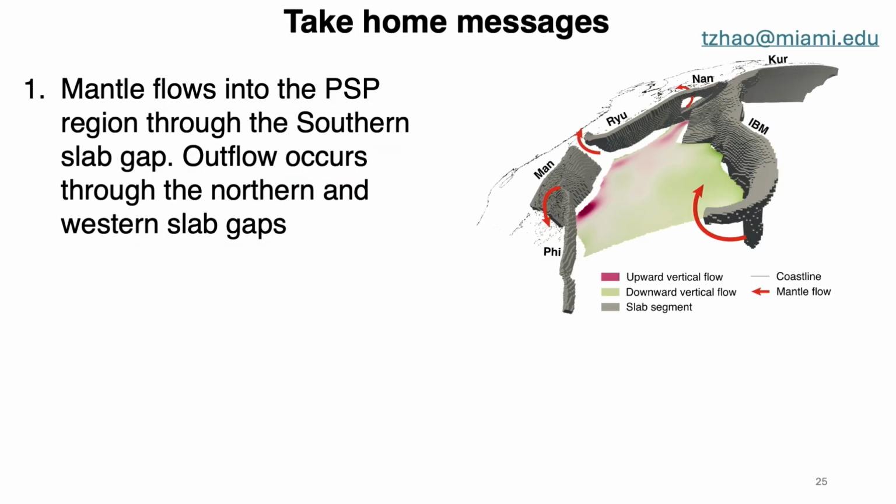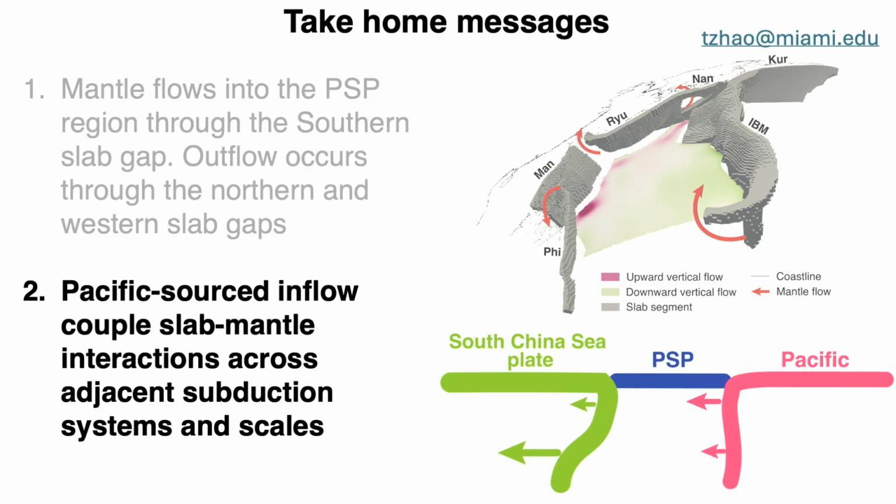So here our take-home message is that beneath the shrinking Philippine Sea Plate surface, there is not only the squeezed outflow, but also a strong inflow. And this strong inflow forces the submantle to expand and promotes slab divergence. And this strong inflow also couples the slab-mantle interactions across different subduction systems.